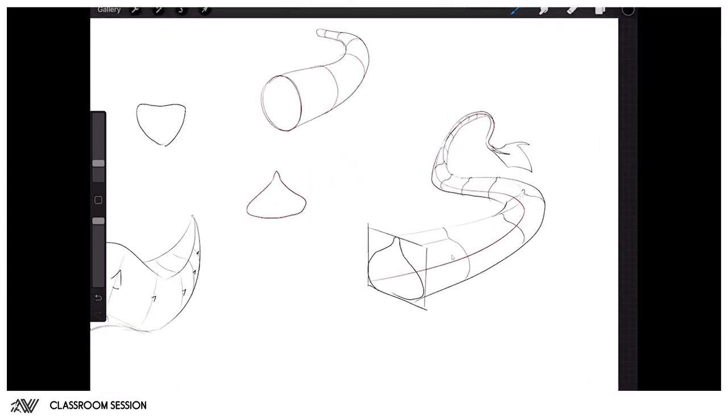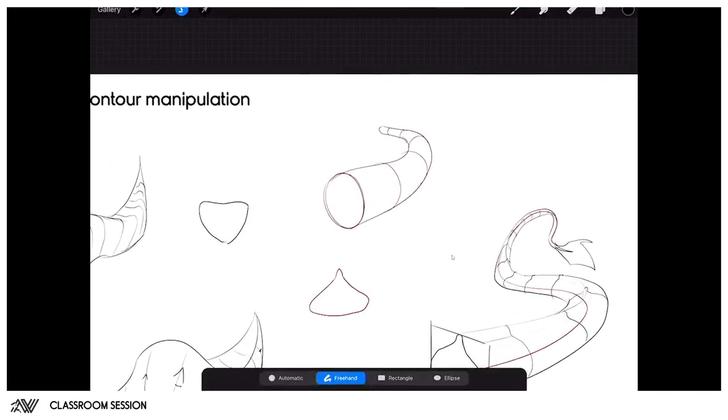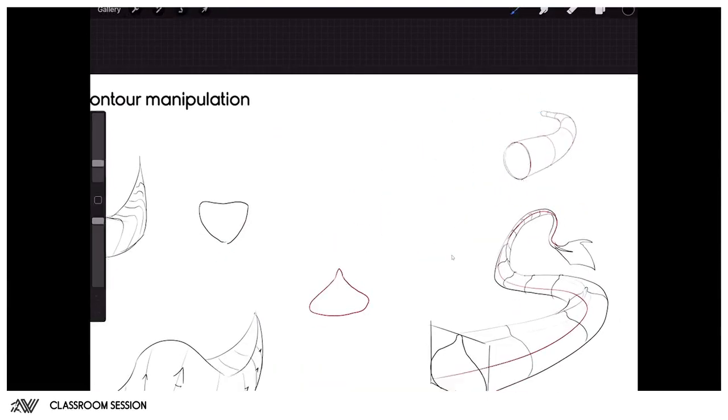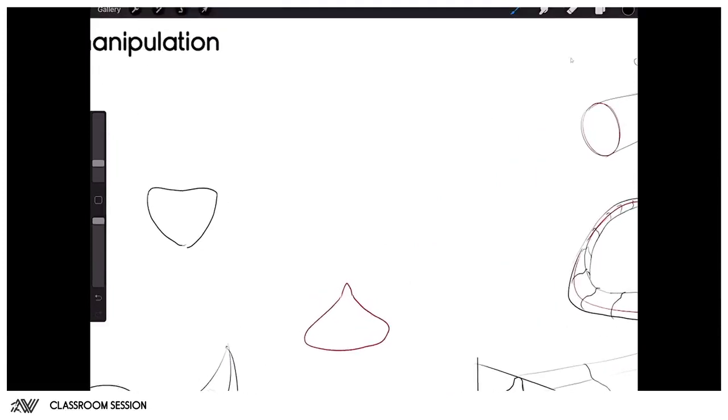Let's just draw one more. I think a good example, and I have a reference here, let me just quickly find it.